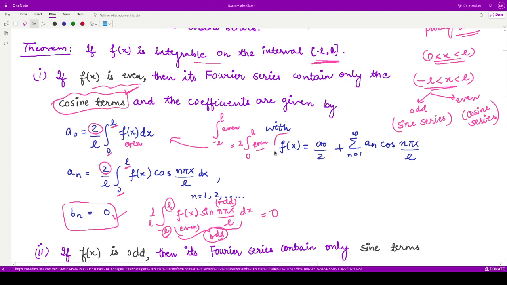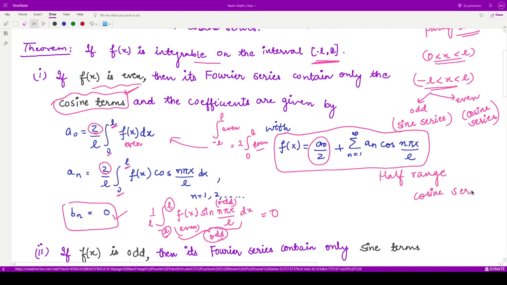Moreover, the Fourier series now becomes a0 by 2 plus summation n varies from 1 to infinity a_n cos(n pi x upon L). So you see here we only have the constant term and the cosine terms. So this is the half range cosine series.